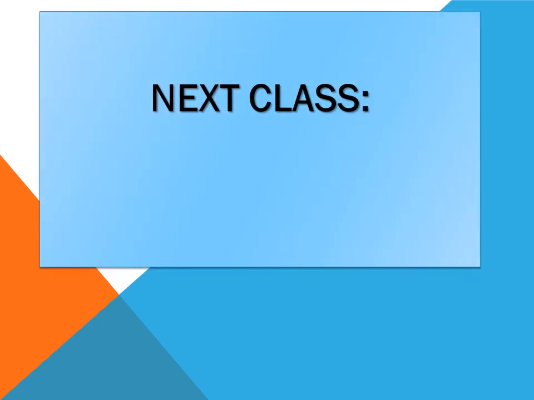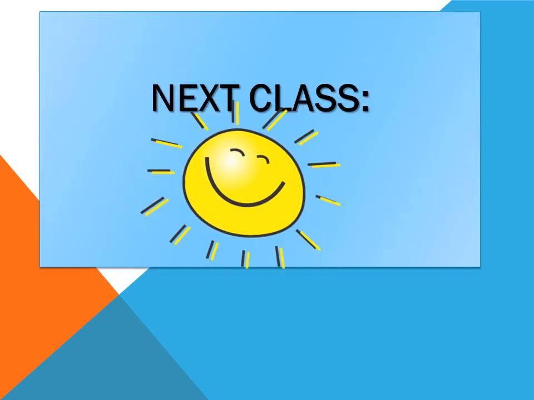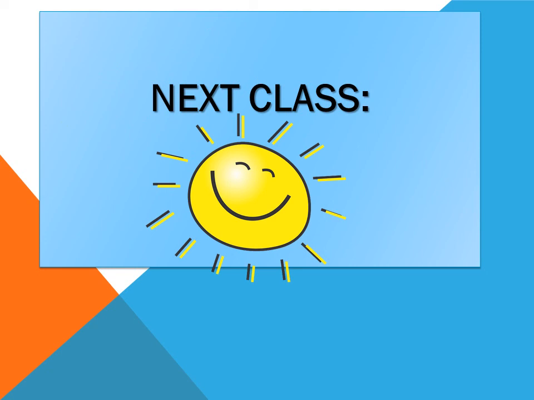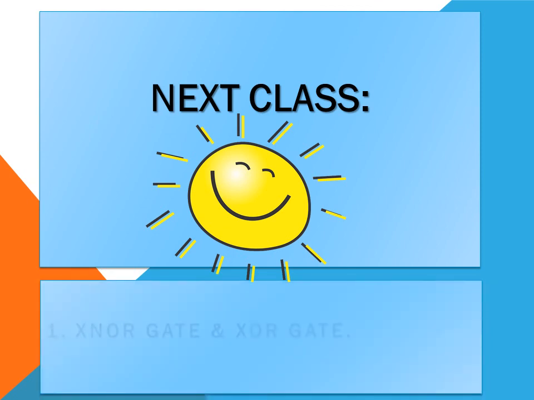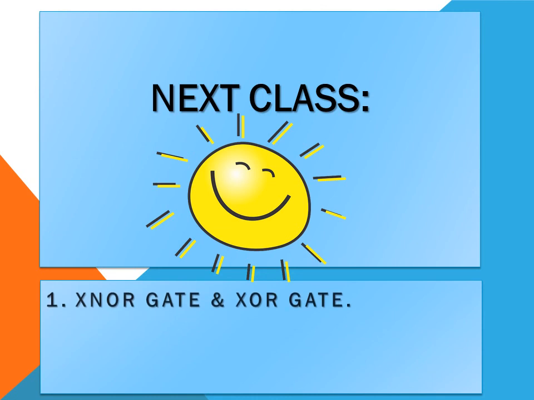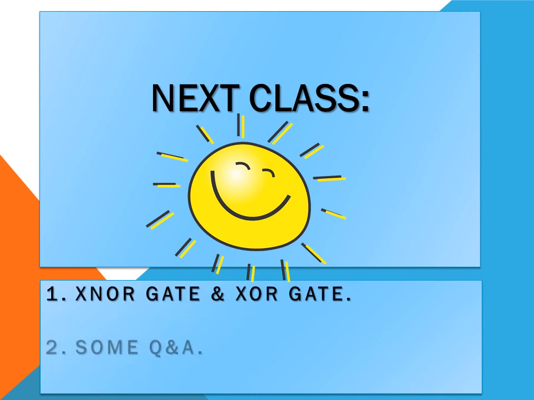So basically this brings us to the end of today's class. Till now we have learned about 6 different gates: the NOT, AND, OR, NOR and NAND. These are the gates that we have learned till now. In our next class we are going to discuss the remaining 2 gates. Those are the XNOR and the XOR gates. Then we will discuss some questions and answers.